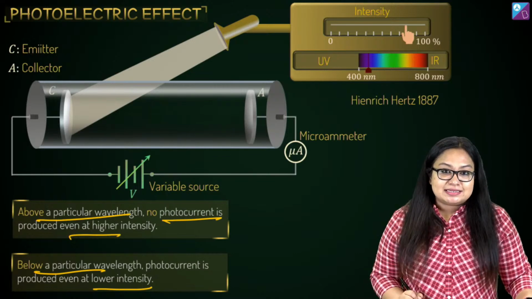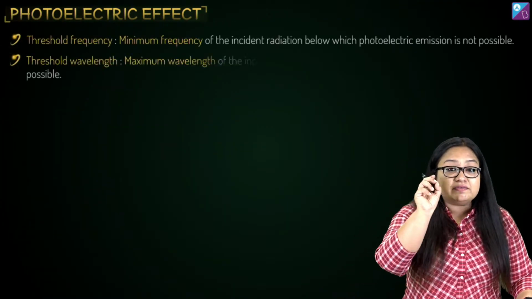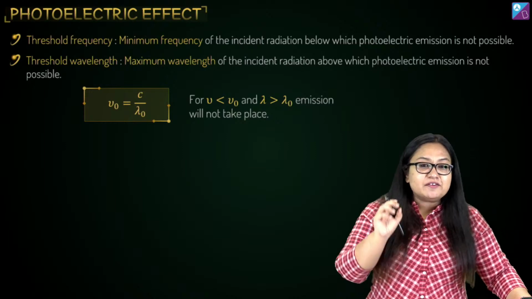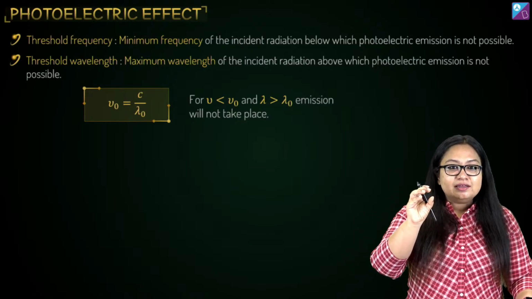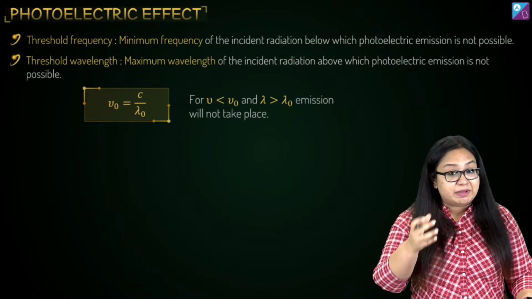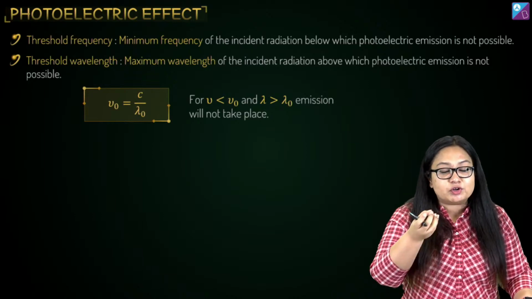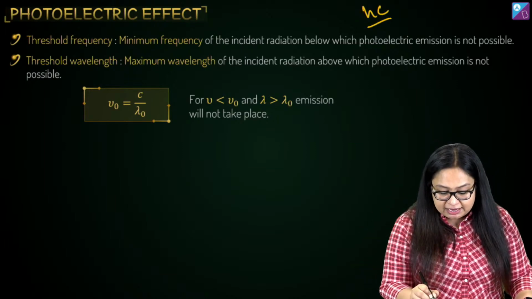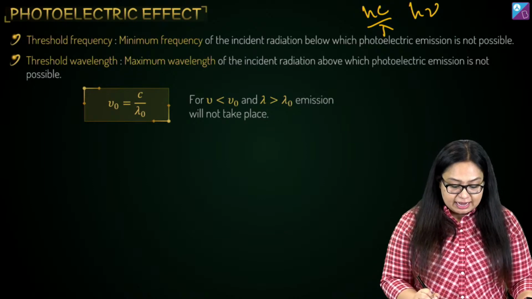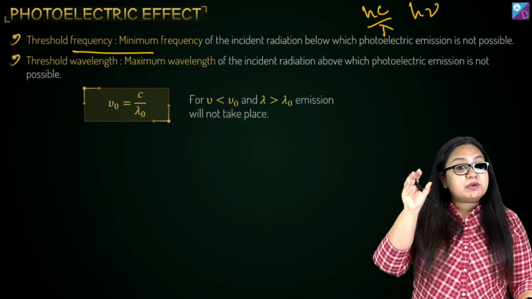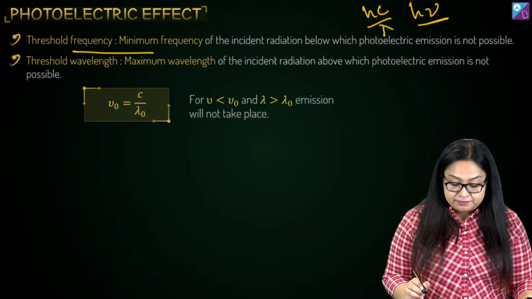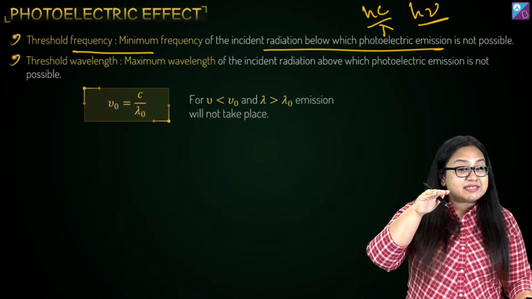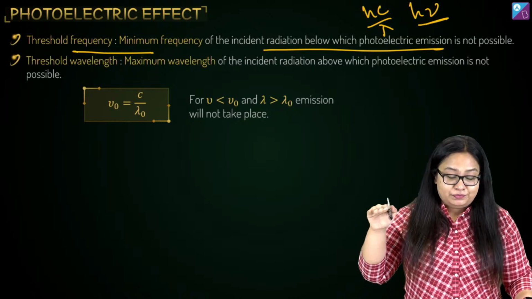So this told us that the energy of individual photons is really important. If individual photons contain energy smaller than a minimum amount, they cannot eject photoelectrons. Since the energy of a photon is hc by lambda, or h nu for that matter, threshold frequency will be the minimum frequency corresponding to the minimum energy, below which photoelectric emission is not possible. That is what we say is threshold, the minimum value.